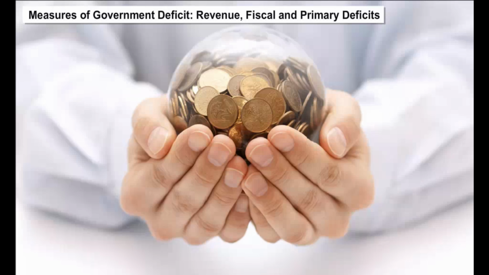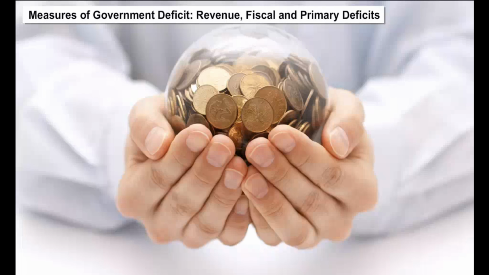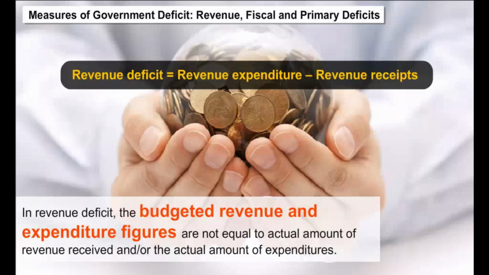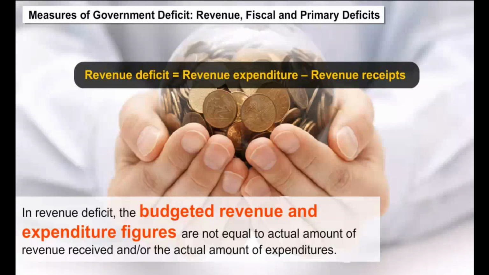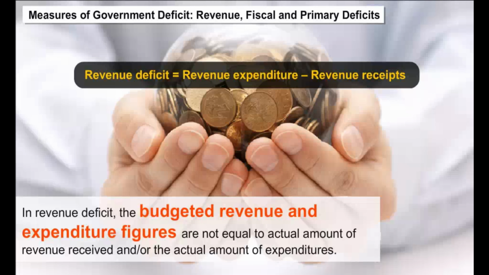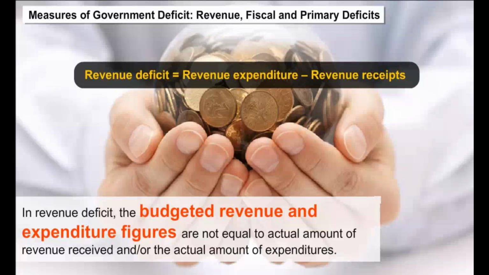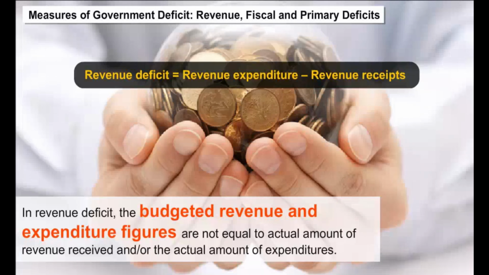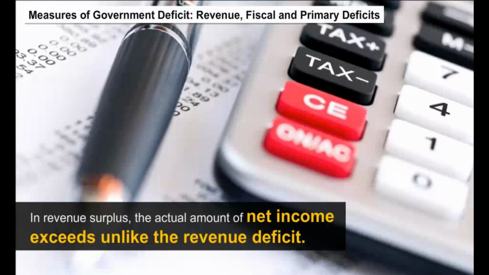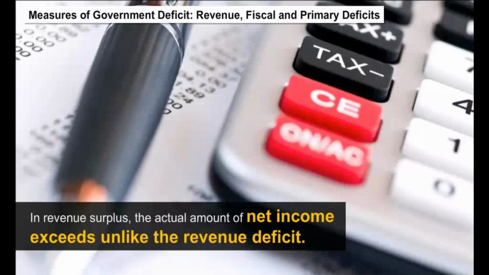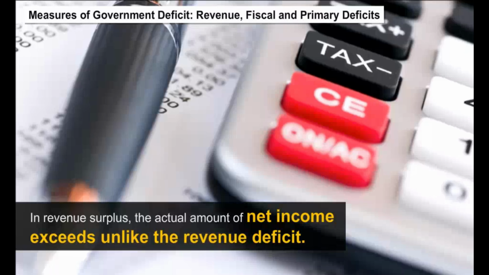Measures of government deficit: revenue, fiscal and primary deficits. In revenue deficit, the budgeted revenue and expenditure figures are not equal to the actual amount of revenue received and the actual amount of expenditures. In revenue surplus, unlike the revenue deficit, the actual amount of net income exceeds the budgeted amount.